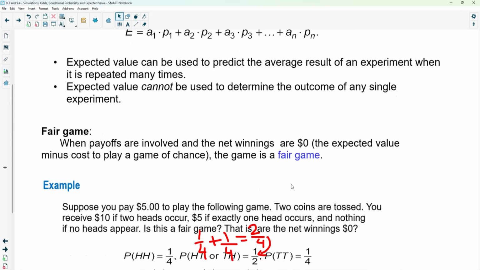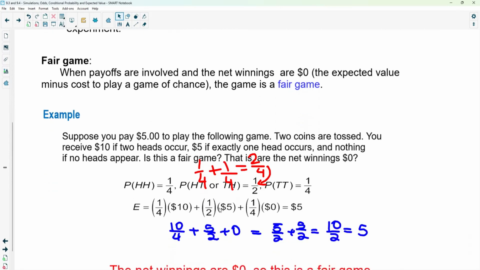So let's say the expected value was $5, but you actually have to pay $5 to play, then that's a fair game because the expected value was 5 and you pay $5 to play. So you have to subtract those two. So that gives you 0. So that's just like this example.